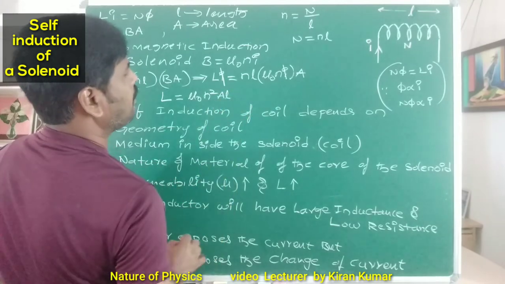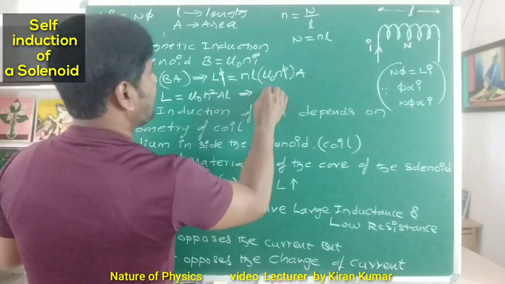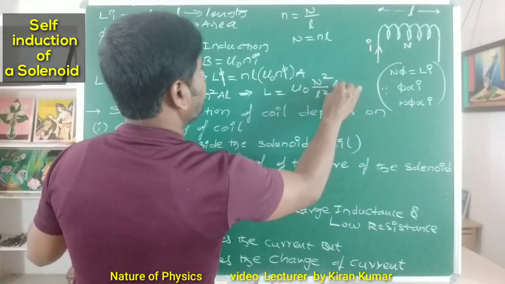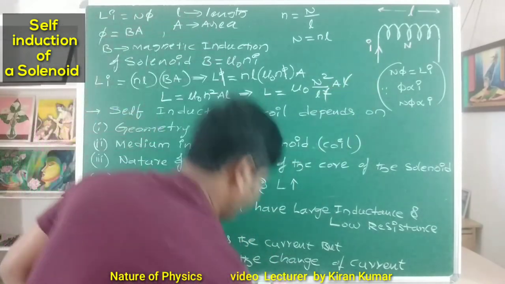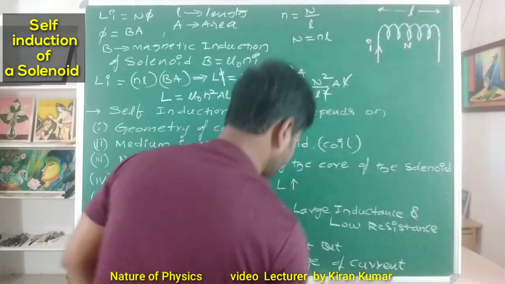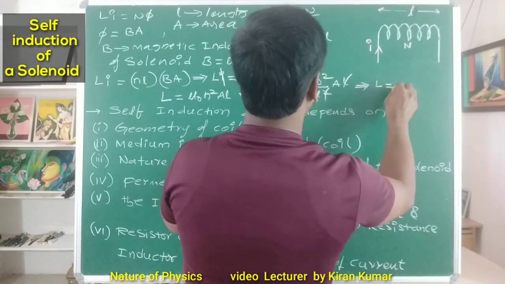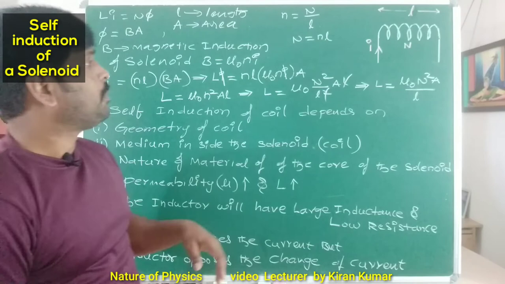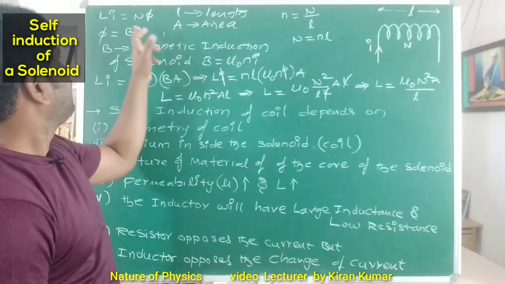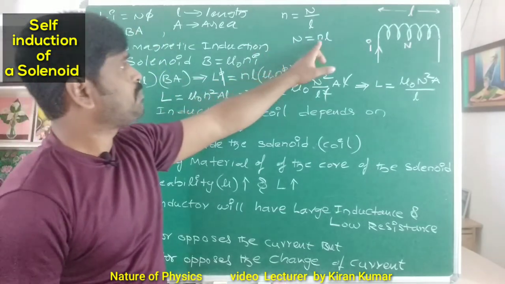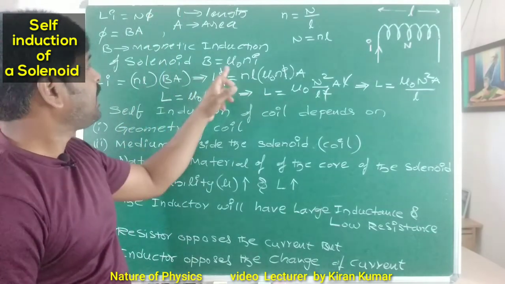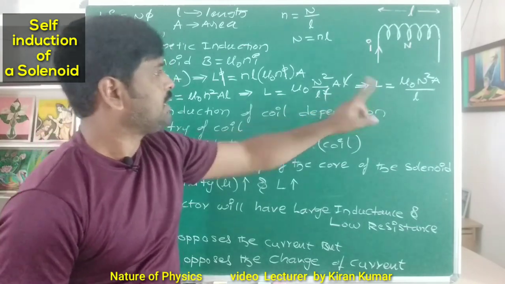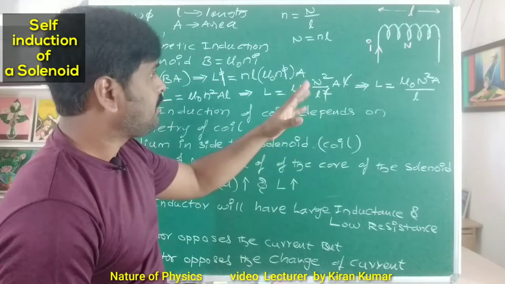Next, we can also write L is equal to mu naught, where small n is equal to capital N, so N square by L square, A L. This L and this L get cancelled. Now the resultant equation is L equal to mu naught N square A divided by L. One thing we can clearly understand: L i is equal to N phi, N is equal to small n into L, and phi is equal to B A, where B is the magnetic induction of the solenoid, mu naught n i. Here i gets cancelled, so we got the second equation. This is the first equation in terms of small n, and the second in terms of capital N.